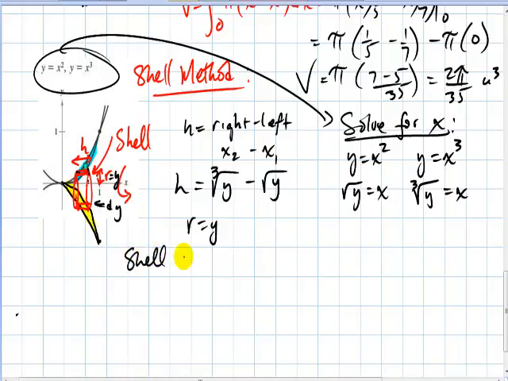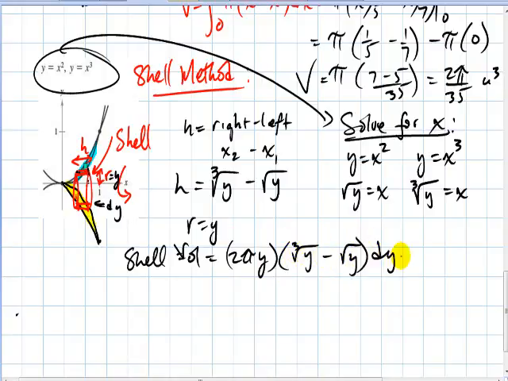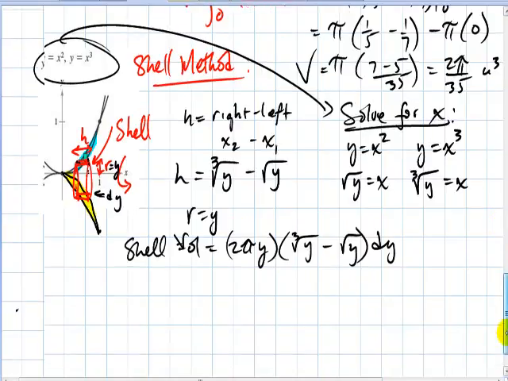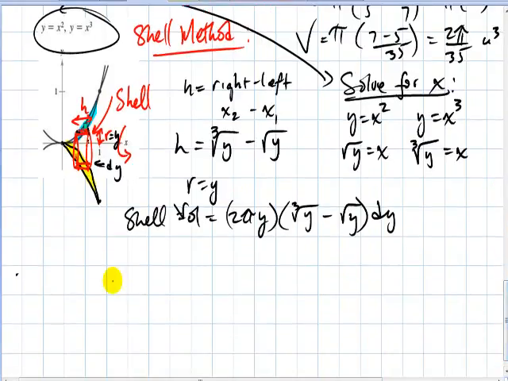So the shell volume is going to be 2 pi r, which is y, times the height, which is the cube root of y minus the square root of y, times the thickness dy. That's one shell volume, and what you want to do is integrate that to get the total volume. The question is, what are the bounds of integration? The horizontal cross sections start at 0 and get built up all the way up to 1. So the bounds are found by looking vertically, where a equals 0 and b equals 1. They intersect here at 1.